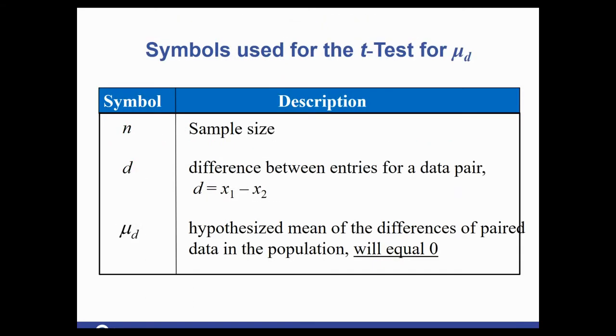Some of our symbols, just to reiterate: n is our sample size. We've seen that one many times. D is when we take the difference between each one of our paired data, so the before and the after, the old and the new. Mu D is the hypothesized mean of the differences of the paired data. For us, this is kind of like our population mean in the back of the formula. We are going to have this one set equal to 0 for each one of our problems.